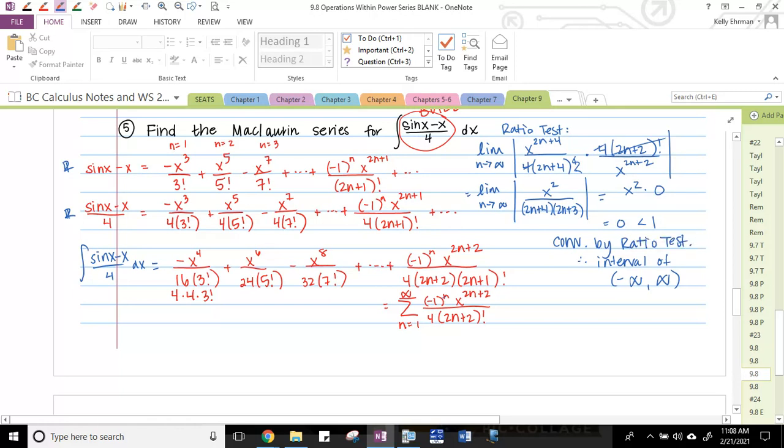That's about as extreme as these problems can get, where you have to build the function, and you have to take the integral of it, and you have to do a ratio test to make sure it still converges and check the endpoints.